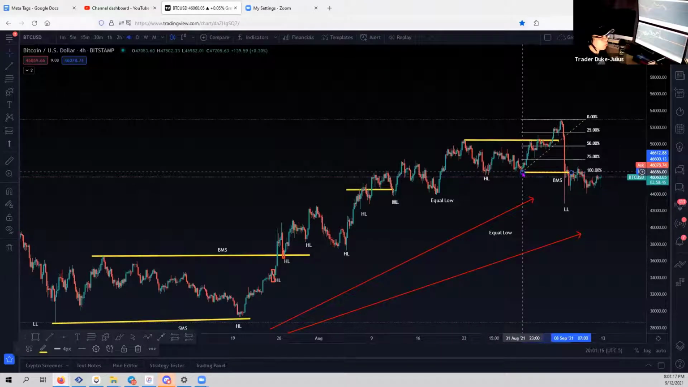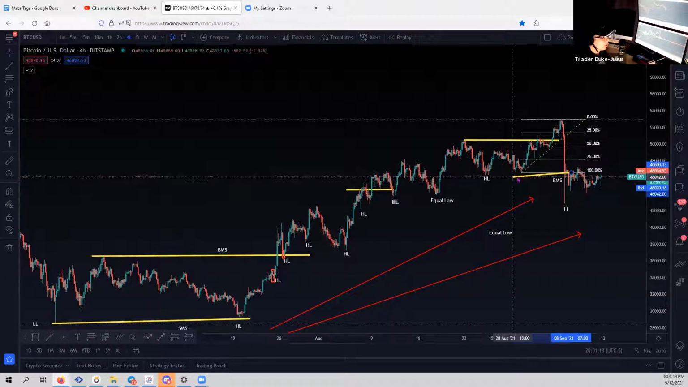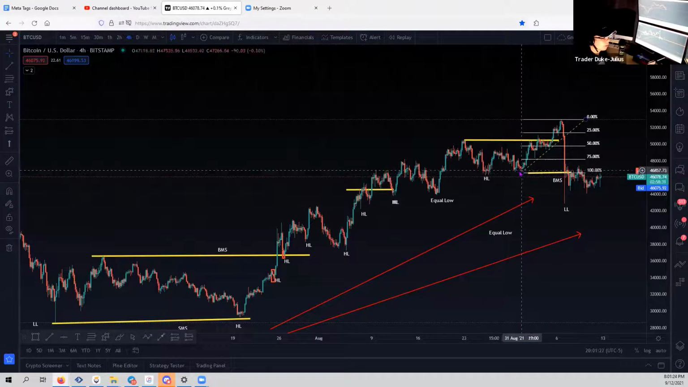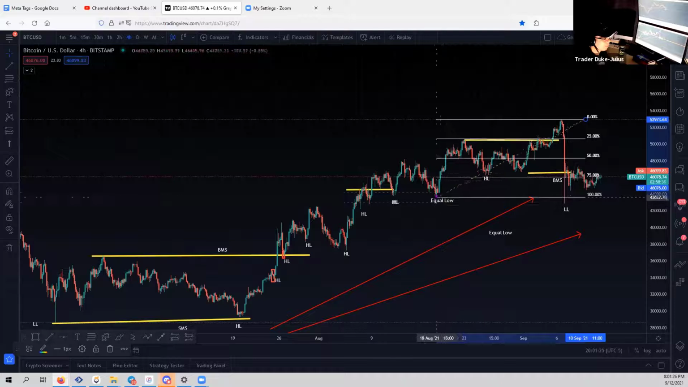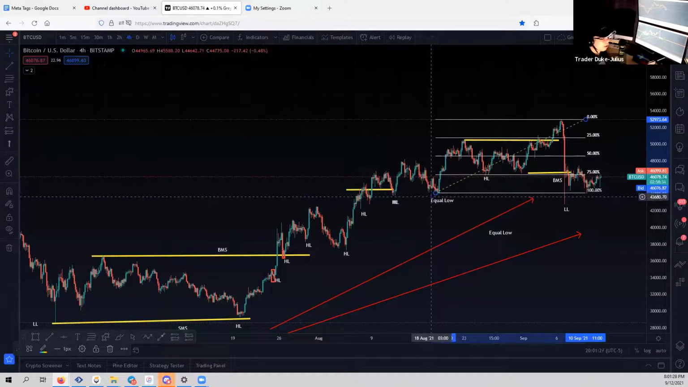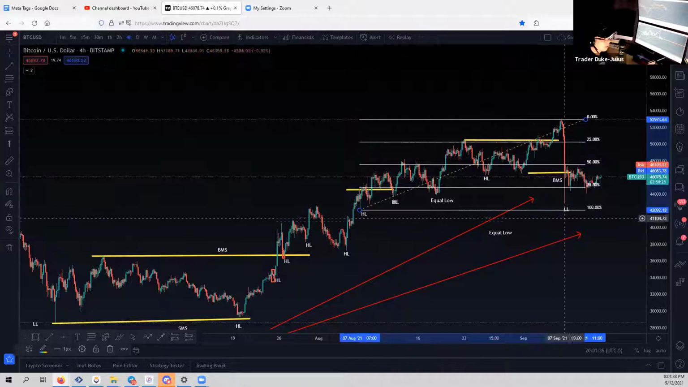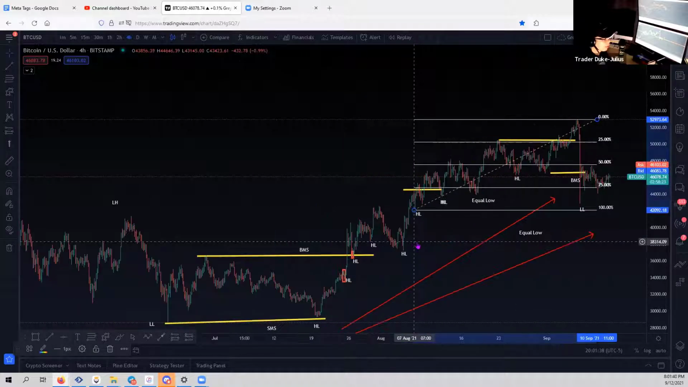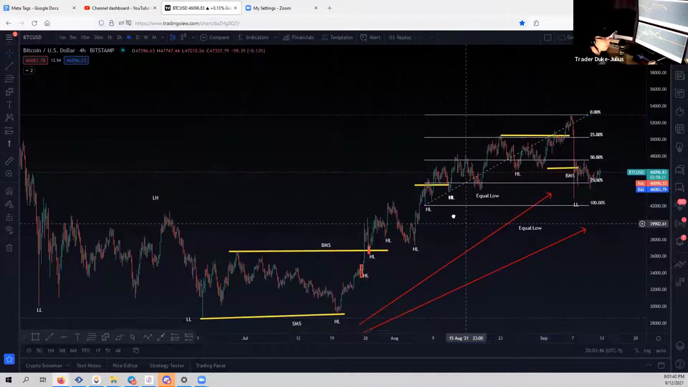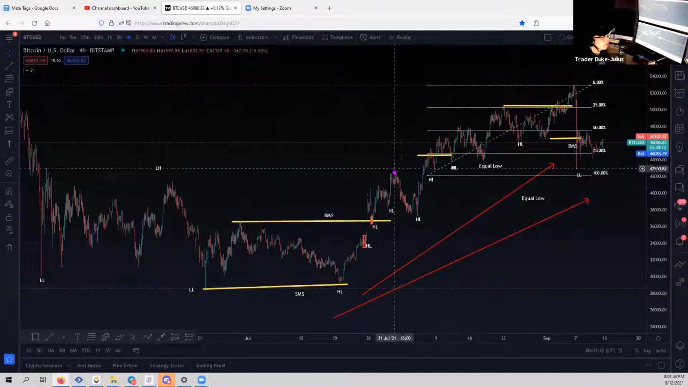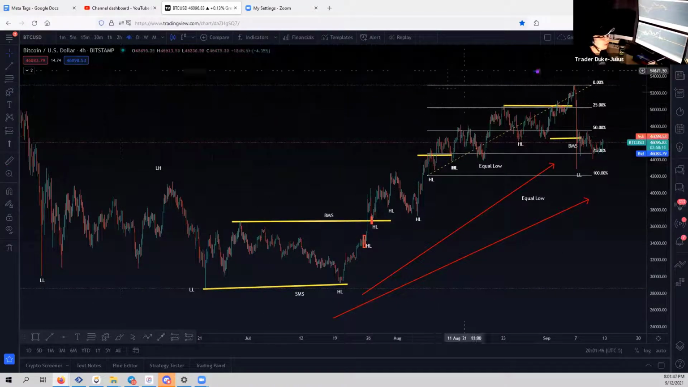Okay, so now the question is, where do we move our fib? We could have moved the fib to this level here, right? But it's still broke because of the wick. We could move our fib setting to this, which in this case, it did not break. So why would we move our fib to that setting? Because that was a zone flip here.